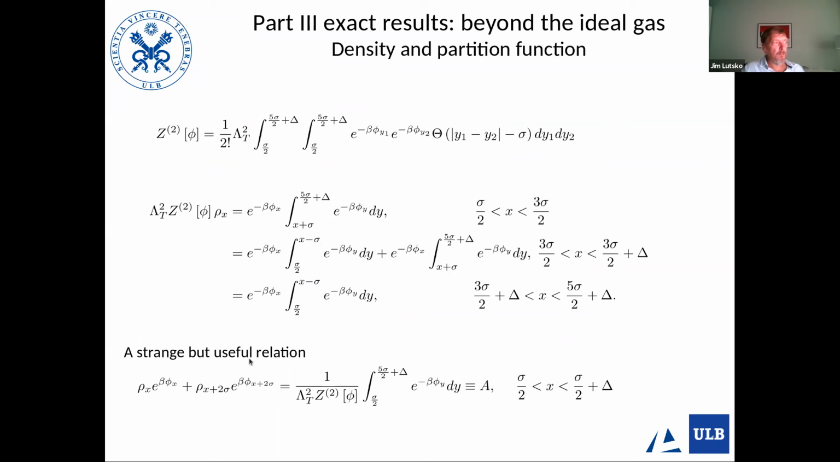And if you look at this, there's a very strange but very useful relationship between the density in the very leftmost part of the space and the density in the very rightmost part of the space, plus 2 sigma. That means 5 sigma over 2 up to 5 sigma over 2 plus delta. And that's the very rightmost limit of this small space. So I don't really know why this has to be, but this relationship turns out to be very useful.